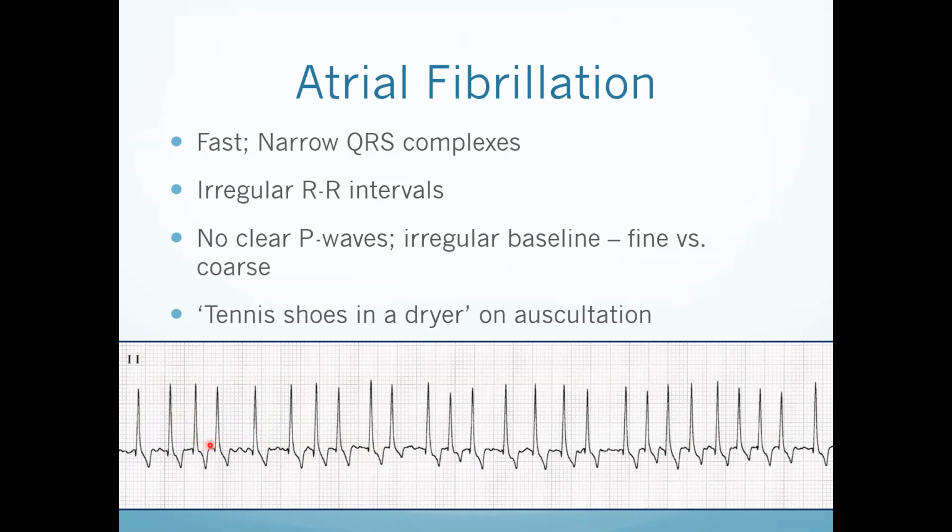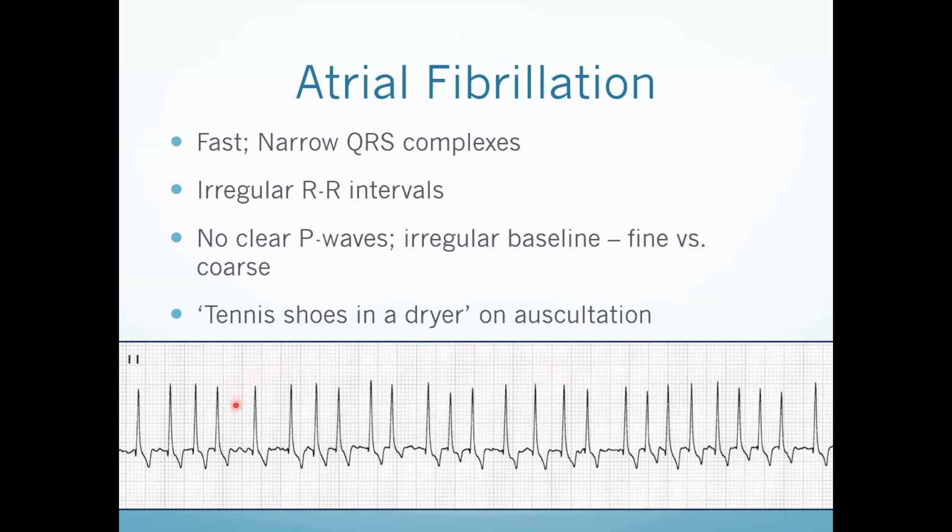Our QRS complexes are still narrow and upright. They're still supraventricular in appearance. So they're still leaving the AV node as normal and stimulating the ventricles in a normal pattern. It's simply the number of signals that are hitting the AV node or bombarding it. So that's why we're getting such an irregular pattern here. So this is irregularly irregular or very chaotic.